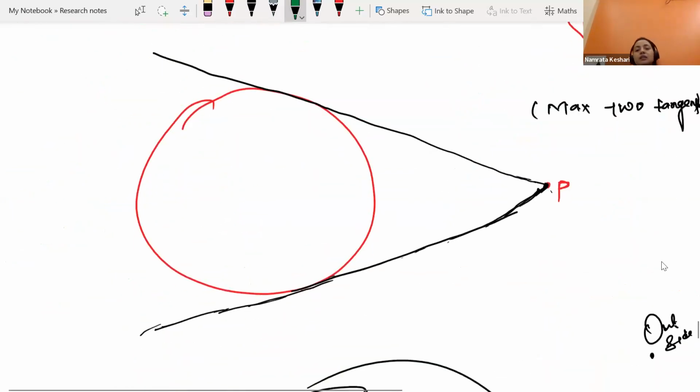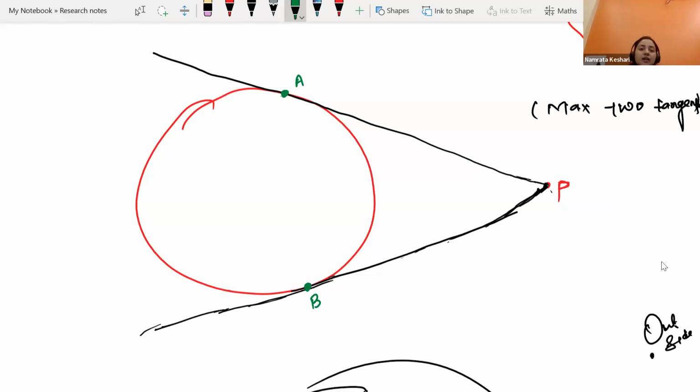Okay, and the last case is if a point is lying outside the circle, then maximum two tangents we can draw through that point. Is it clear so far to everyone? Yes. Okay, suppose the point where this tangent is touching the circle is the point of contact. Suppose here the point of contact is A and here the point of contact is B. Now we'll be talking about the length of the tangent. I'm going to use a terminology, that is, length of the tangent.